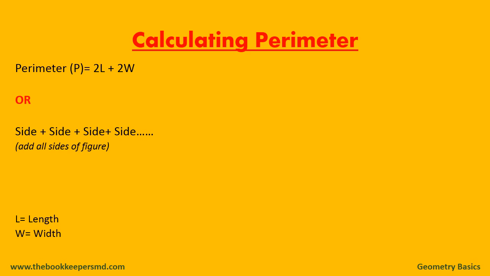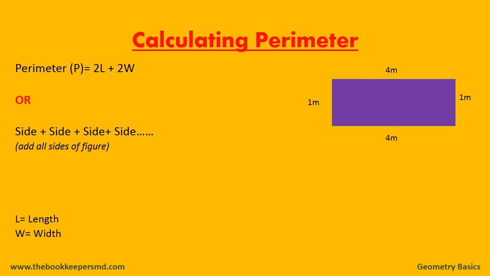So if we go back to our equation, we will see that perimeter equals 2 times the length of the shape plus 2 times the width. Let's try an example. As we see, we have this rectangle here where we have 4 meters, 4 meters, 1 meter, and 1 meter, which denotes the length and the width. Now let's solve using our two basic methods that we just discussed.